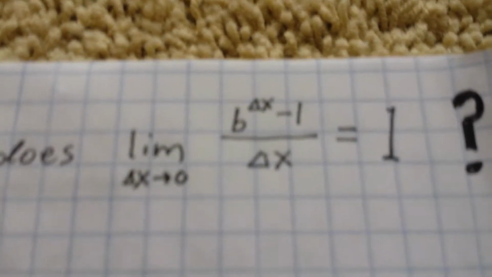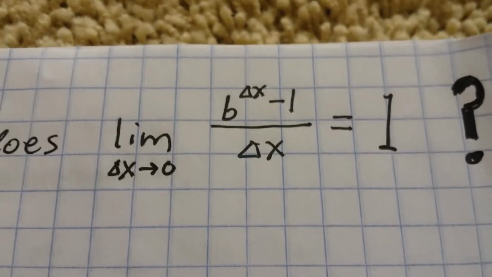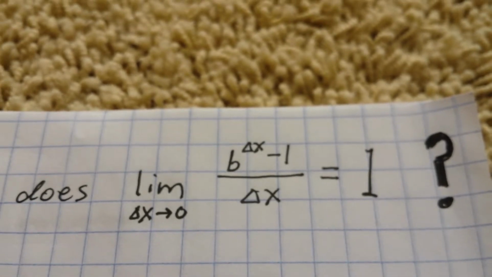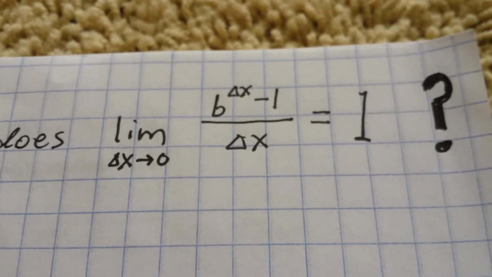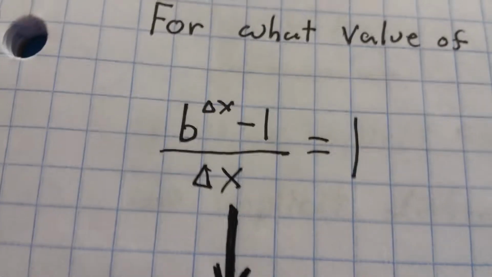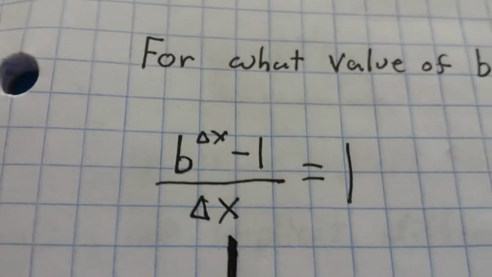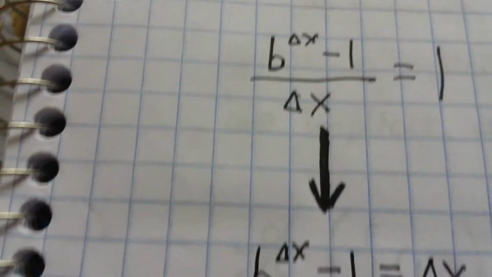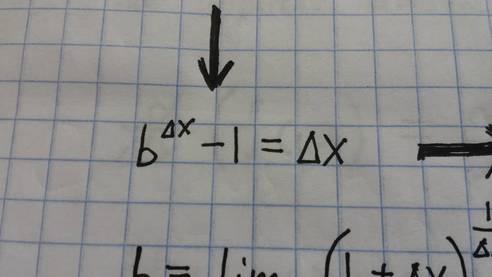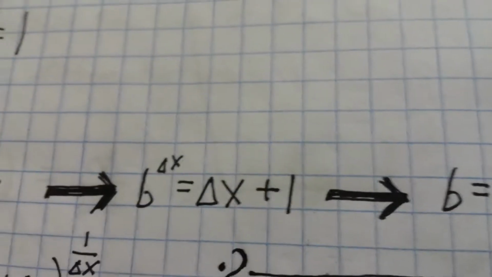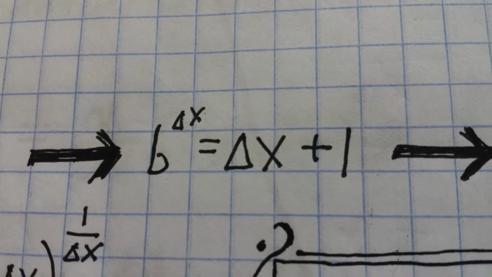I'm not going to do the complete proof, but I am going to demonstrate an outline of the proof in order to find the value of b such that this expression equals 1 as delta x goes to 0. So we're going to find b. Well, we use algebra to obtain this expression by multiplying both sides by delta x. So b to the delta x minus 1 equals delta x. And I'm going to add 1 on both sides, so we get b to the delta x equals delta x plus 1.